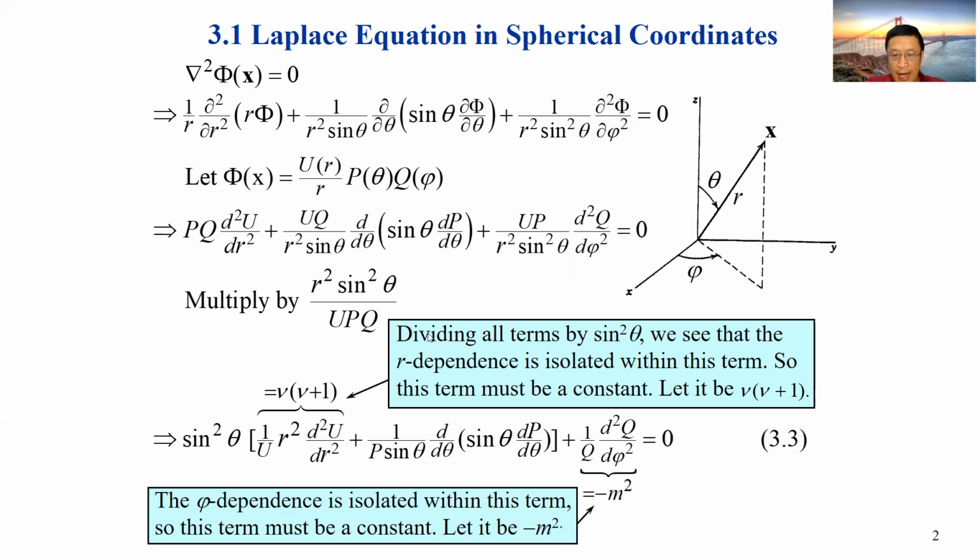Okay, and we can divide all terms by sine theta squared. We see that the r dependence is isolated inside these terms. So this term must be a constant. It's an isolated term, r dependent, theta moved to here. So this term must be a constant. Let it be mu times mu plus 1.